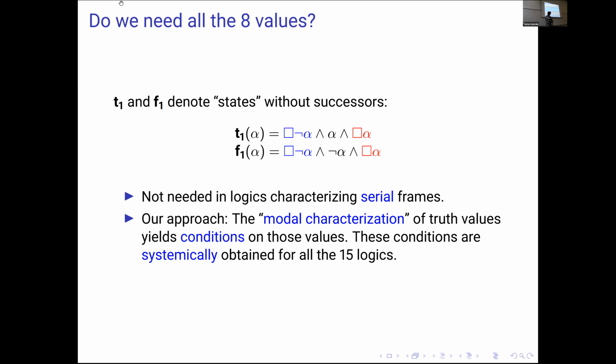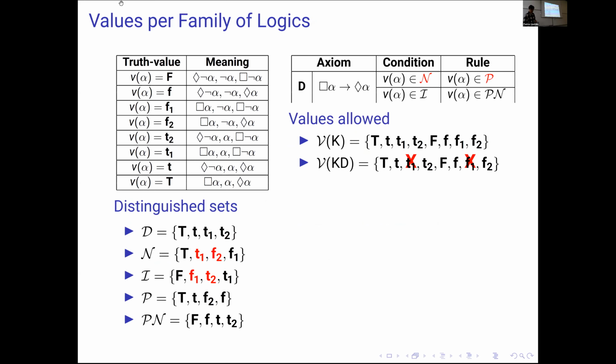So the idea is that we are going to look at the modal characterization of the truth values, and then systematically we are going to obtain the semantics for the truth values that we need for every single logic. So this is something like this. For instance, if we assume the axiom D, box A implies diamond A, it means that V's evaluation belongs to the set N of necessarily, and then it also has to belong to the set P, right?